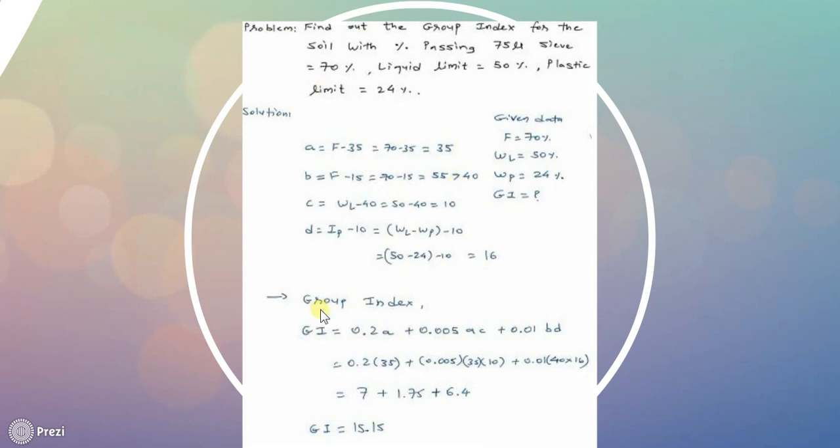Let us put all the values in the group index equation. GI is equal to 0.2A plus 0.005AC plus 0.01BD. This equation is taken from previous videos. So putting the A, B, C, D values into this, GI comes as 15.15. You know very well that the higher the value of the group index, the poorer is the quality of material.